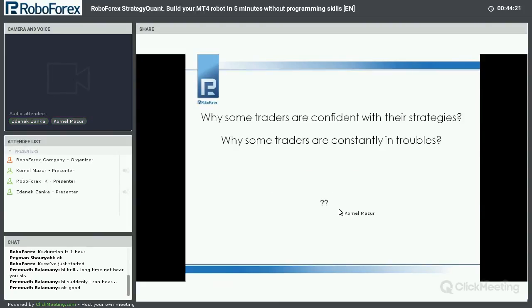And as the last point, I prepared some information on why some traders are so confident with their strategies, and why some traders are constantly in trouble. This is an interesting question, and I will try to answer it now. How can you be one of those traders that are confident in their strategies, and not be among those who are constantly in trouble? Because yes, there is a huge group of traders that are constantly in trouble and are not successful. So what's the difference?